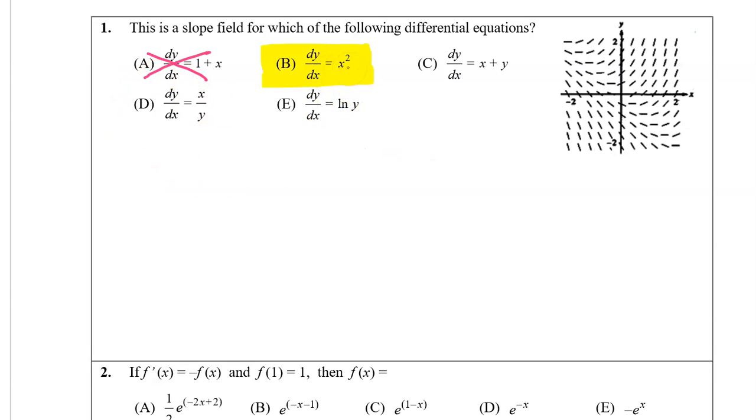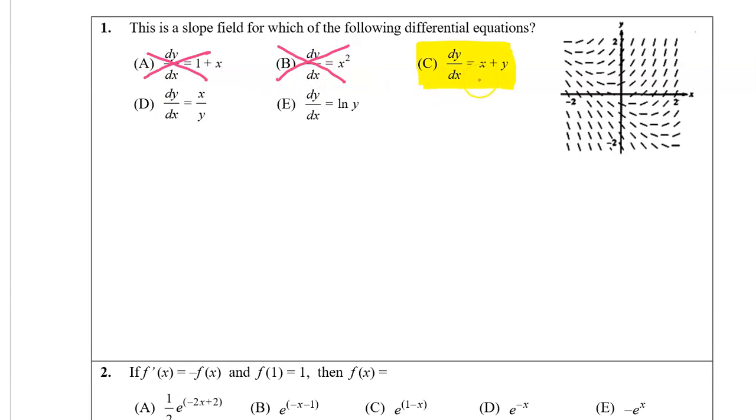Look at option B. Notice that x squared is always positive, so a slope field for this differential equation should have all positive slopes. They should all be increasing, uphill, and that is not what we see. So we can eliminate option B as the answer.